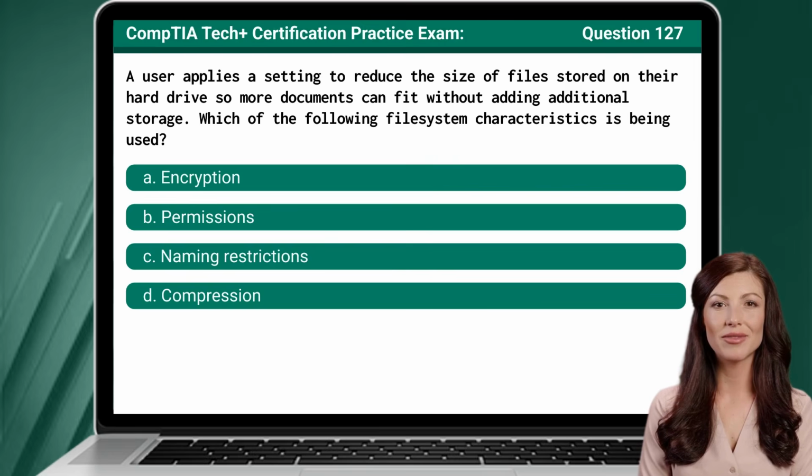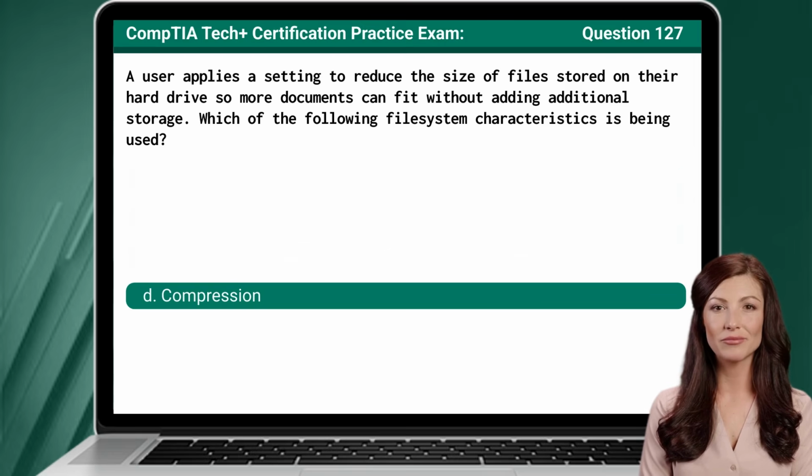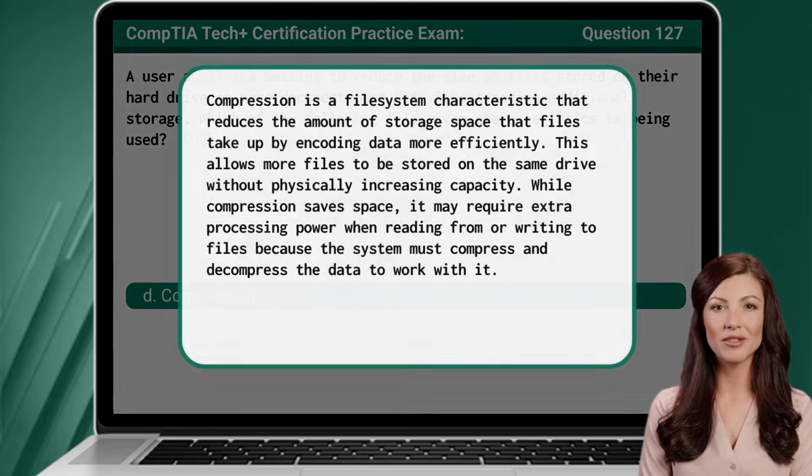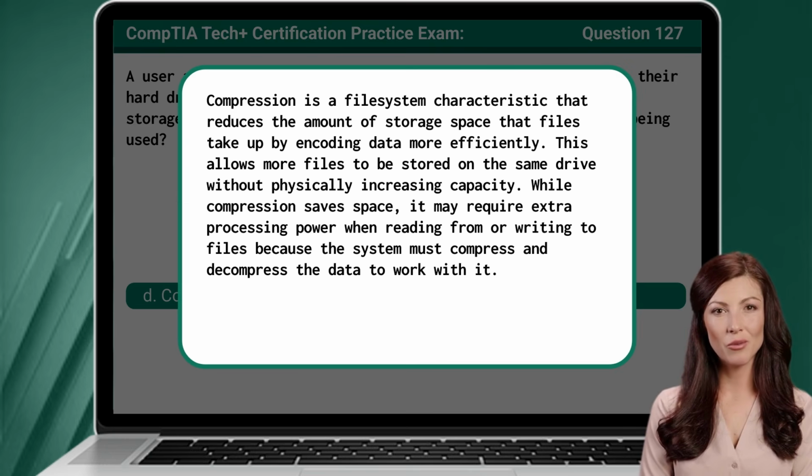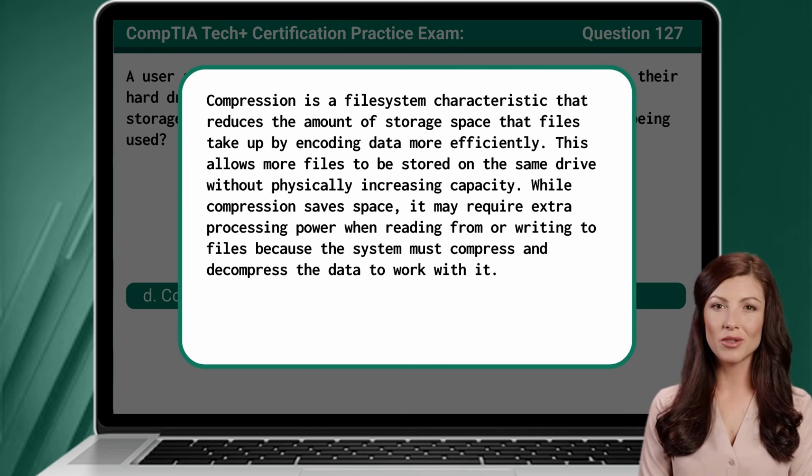The answer is D. Compression. Compression is a file system characteristic that reduces the amount of storage space that files take up by encoding data more efficiently. This allows more files to be stored on the same drive without physically increasing capacity. While compression saves space, it may require extra processing power when reading from or writing to files because the system must compress and decompress the data to work with it.